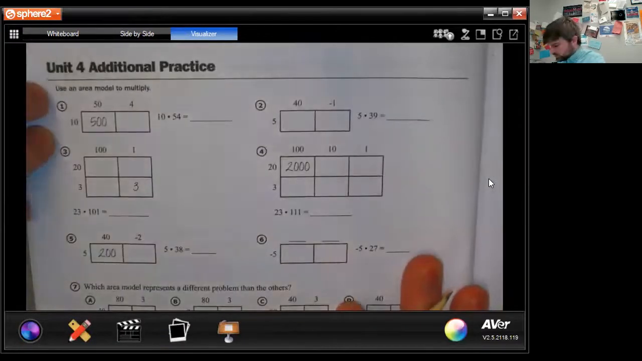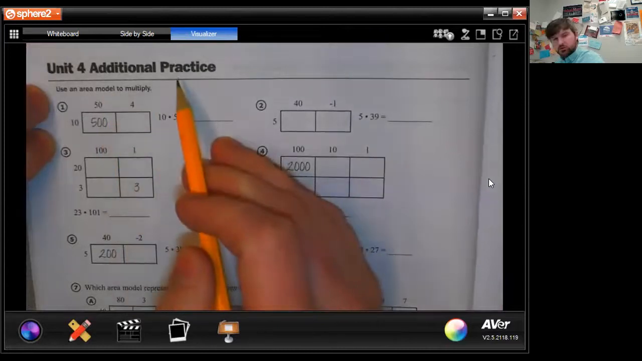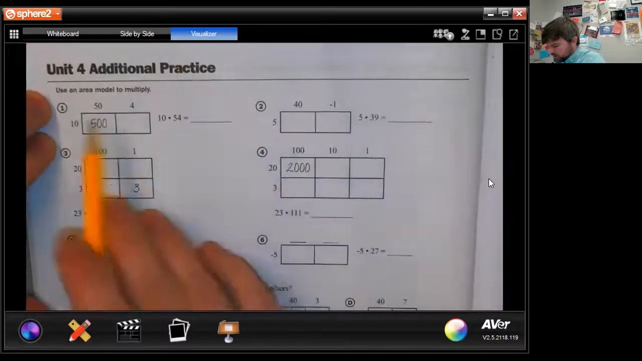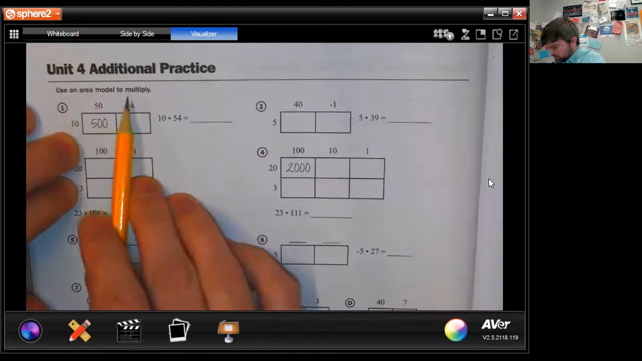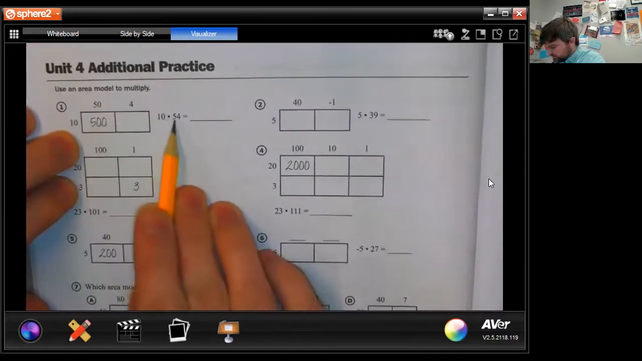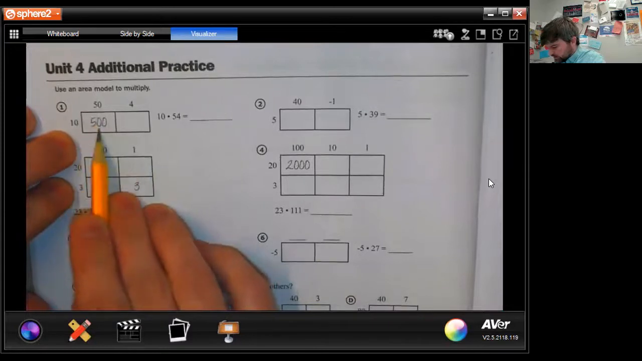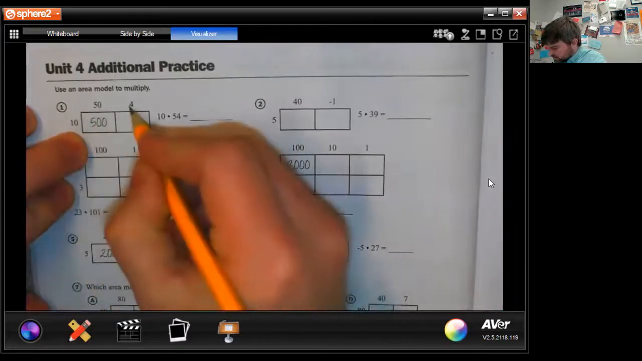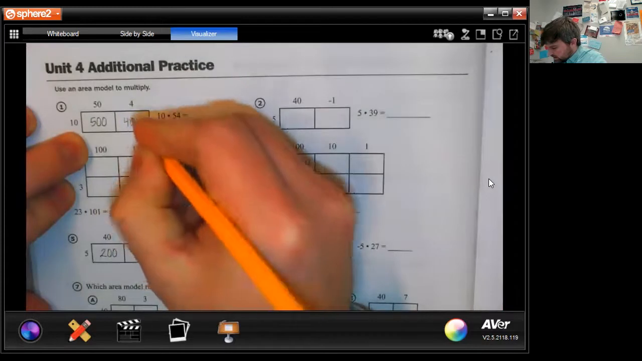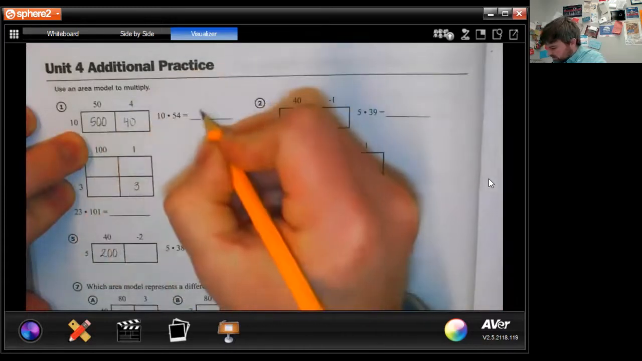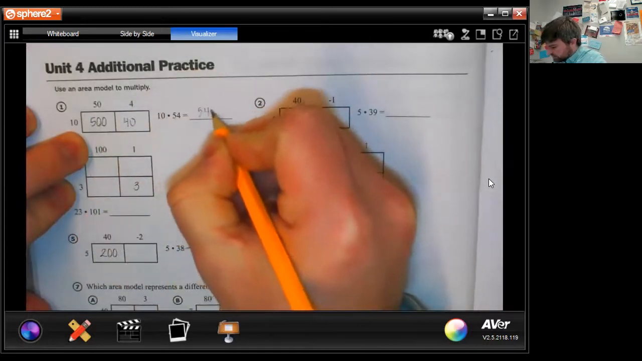Okay, so Unit 4 additional practice, we're going to use this as a review. Use an area model to multiply. Here they've got 10 times 54. So you got 10 times 50 is 500, and 10 times 4 is 40. And then we add these numbers together, so you get 540.